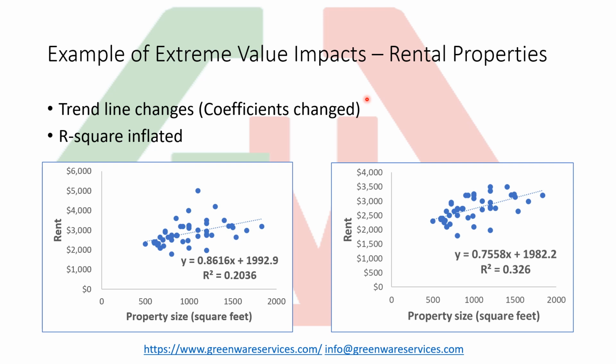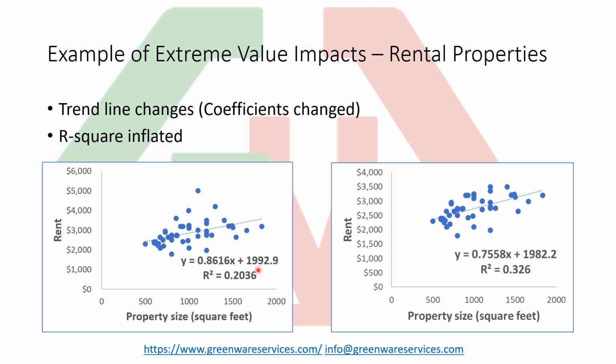We did a project on rental properties. Here are 2 scatter plots. They both reflect the relationship between property size and rent, and they use the same dataset. The plot on the left side includes all the data of the dataset, while the plot on the right side excludes some extreme values. So when we compare the 2 plots, we can see the model has changed.